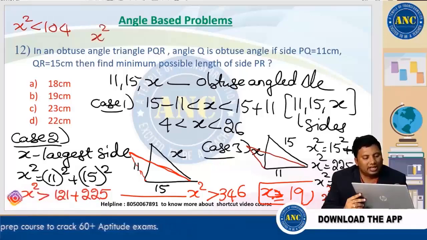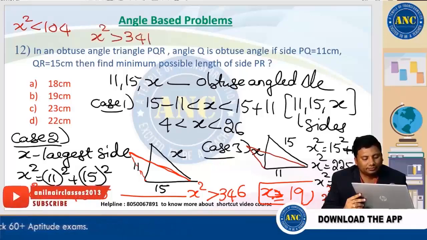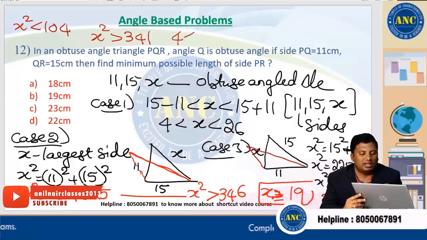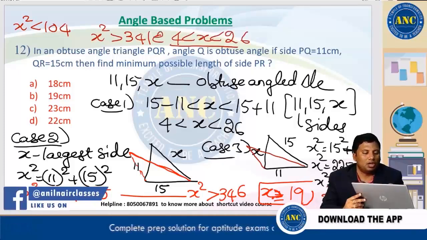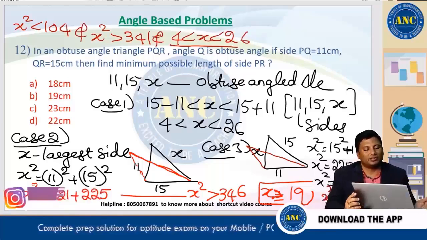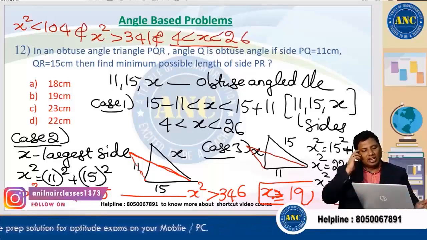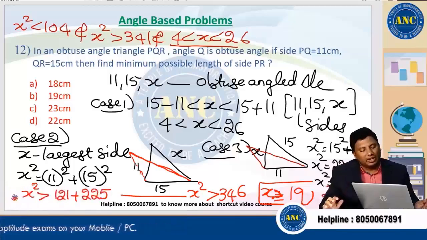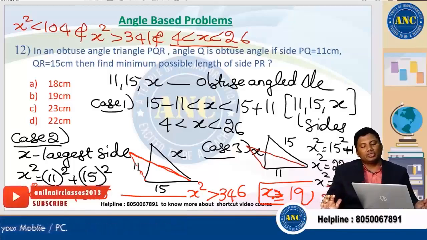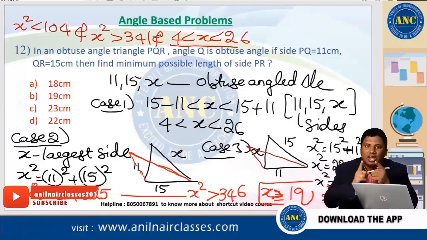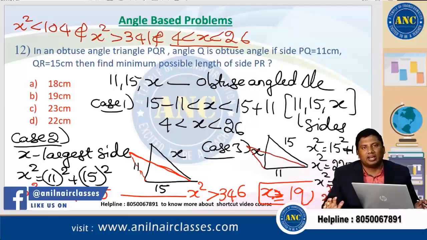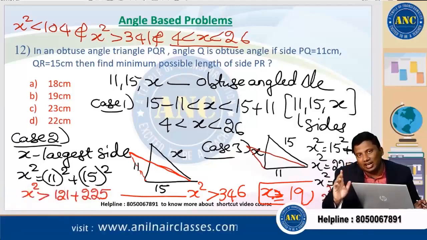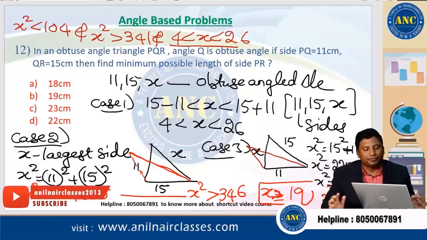X square is greater than 346. 4 is less than x is less than 26. All the three conditions should be satisfied. X square should be less than 104, x square should be greater than 346, and x should lie from 4 to 26. Three cases we have done. First case, when all the three sides are forming a triangle. Second case, x is the largest side. Third case, x is not the largest side.